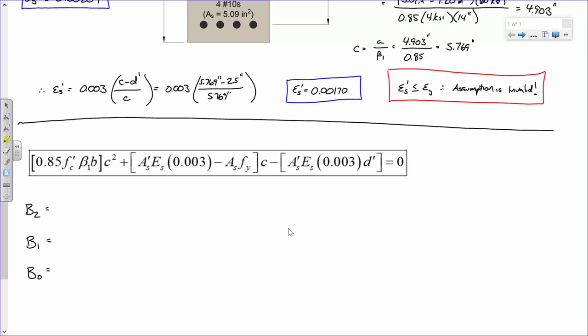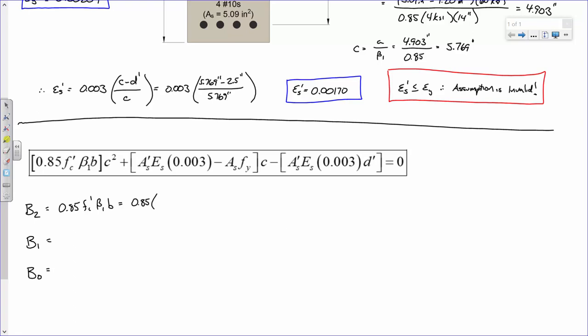My wife goes by Becky. It doesn't really matter. I could call them whatever. Okay? And so the B2, what I'm calling B2 is the stuff in front of the quadratic term, the stuff in front of the C squared. So we'll call it 0.85 FC prime beta 1 B. All the stuff in front of the C squared terms. I'm going to have to show my wife that. I don't know. She'll get a kick out of that.